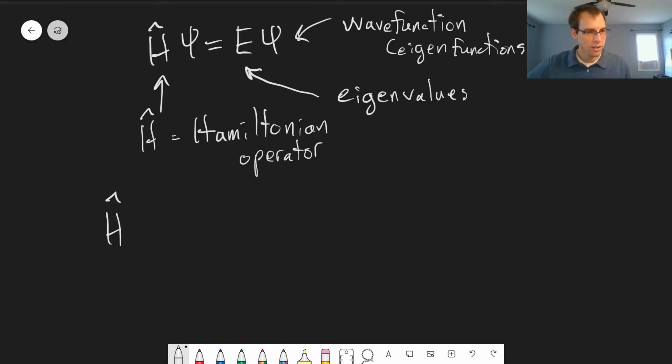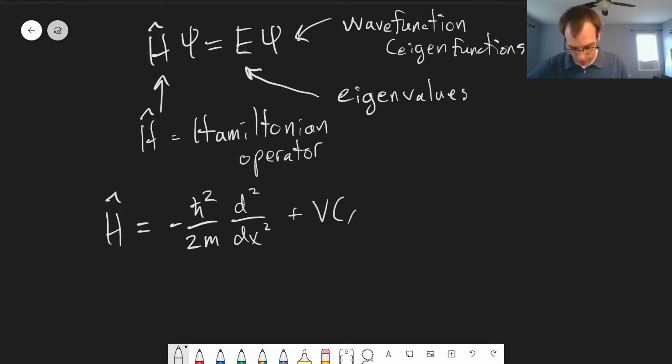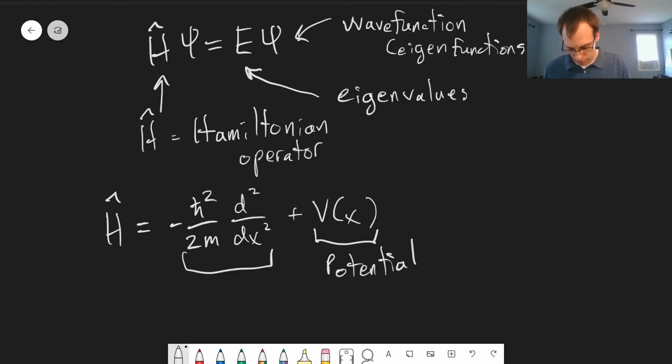So the Hamiltonian, again, I'll write it out again: negative h bar squared over 2m, second derivative with respect to x, plus potential energy. The Hamiltonian operator represents the total energy of our system. And so our energy can be composed of two types of energy. We have kinetic energy, the energy of motion, and potential energy. The potential energy is explicitly given right here, and this term on the left represents the kinetic energy of our system.